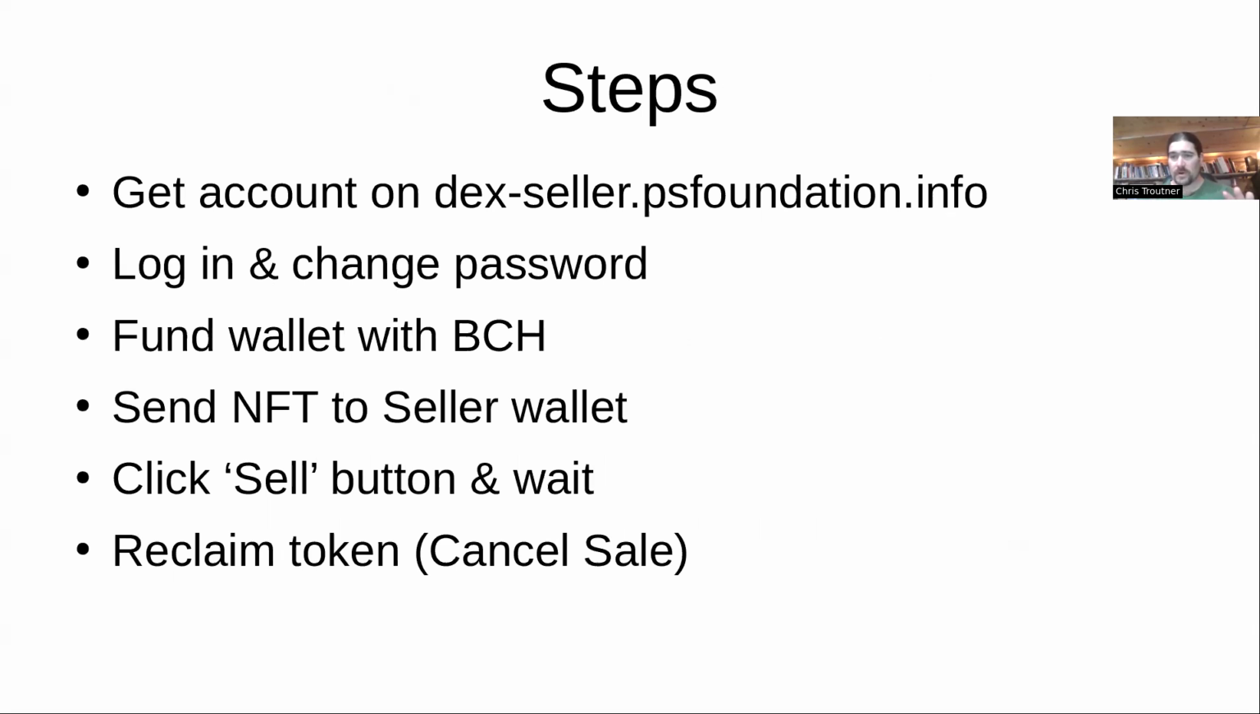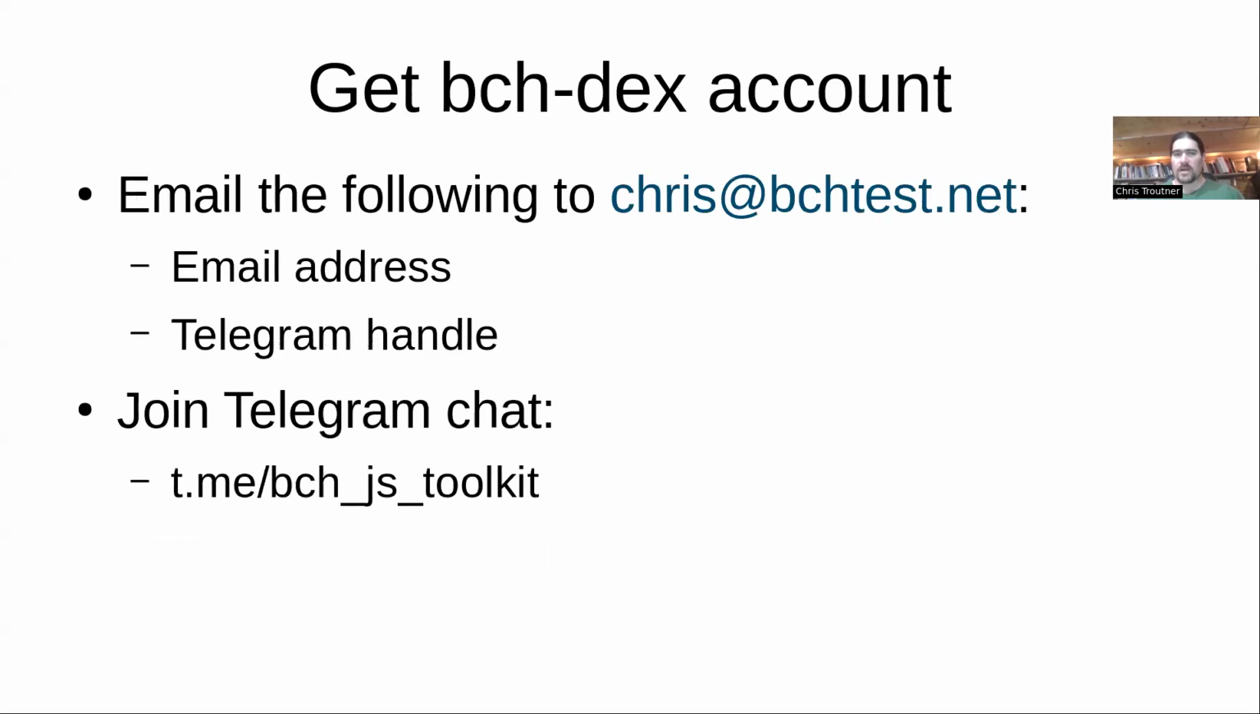But for this tutorial, I'm going to assume that you have an account on dexseller.psfoundation.info. So let's cover how to get an account on that first. This is our beta testing version of the DEX. In order to get an account, you want to email chris@bch-test.net with your email address and your Telegram handle. And then you should also sign up for our Telegram chat room.